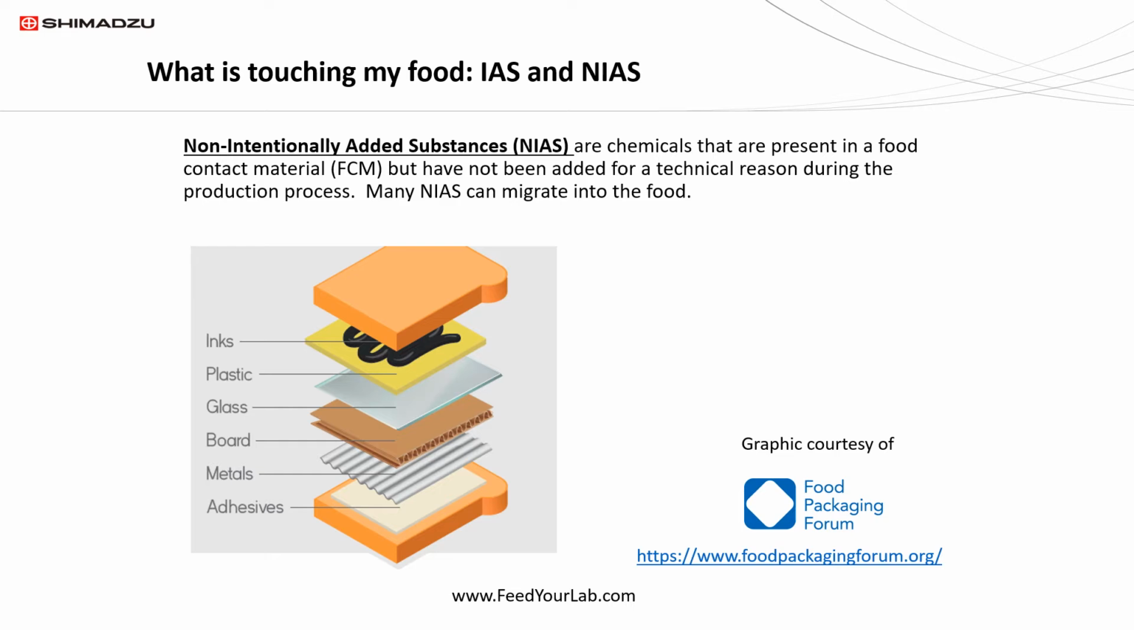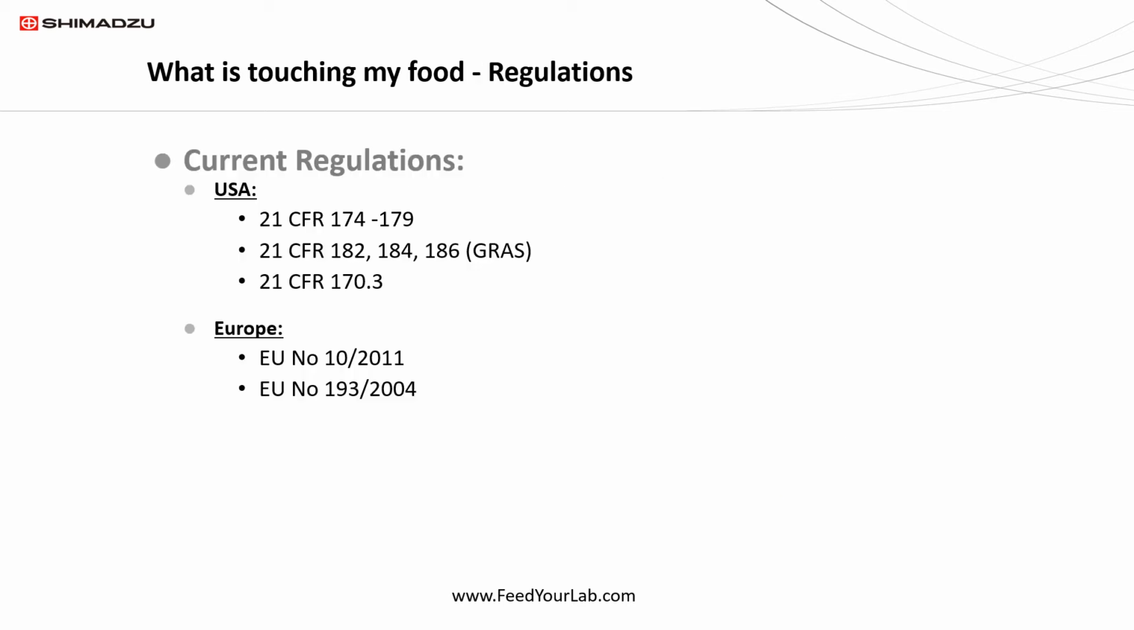Of course, there are also intentionally added substances, but the focus is on the non-intentionally added substances because those are the ones we are looking for and the ones we don't know. They're the unknowns, and they can migrate into the food from the food contact materials. And they could be things like unreacted monomers, they could be degradation products and things of that nature.